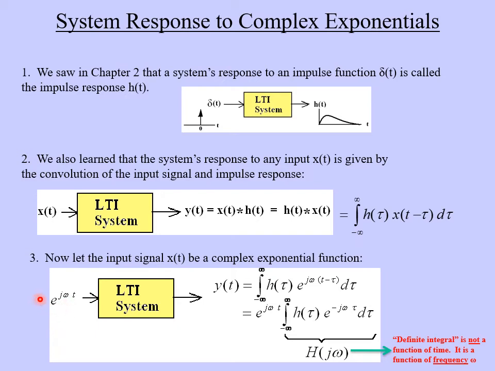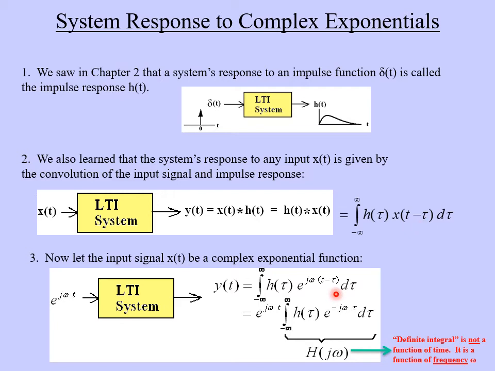And what I mean by simple is that there's just a single frequency here, omega, and this frequency is represented by this complex exponential function, e to the j omega t. So from this step here, we know that the output is equal to the convolution integral of the impulse response, h of tau, and e to the j omega (t minus tau). So I'm just substituting e to the j omega t into this x of t minus tau here.